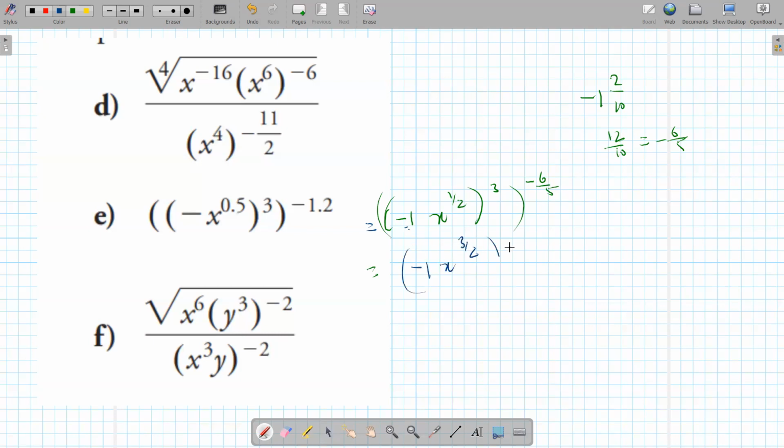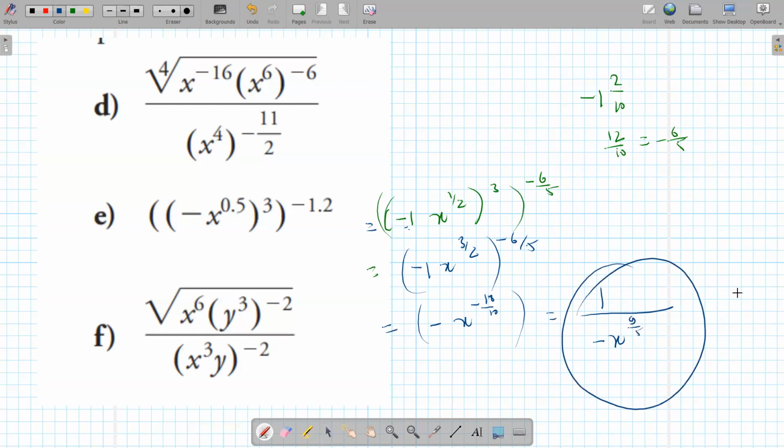So now we've dealt with the first bracket. And now we're going to deal with the second bracket. So you get this times this, x to the -18 over 10. The -1 to the power of that is still negative. And then you can finally throw this in the denominator. You would get x to the whatever that is, 9 over 5. Yeah, cool.